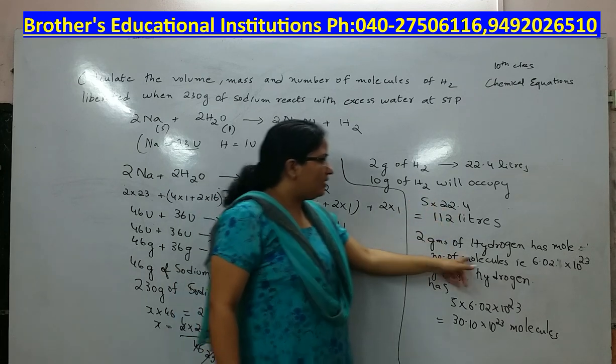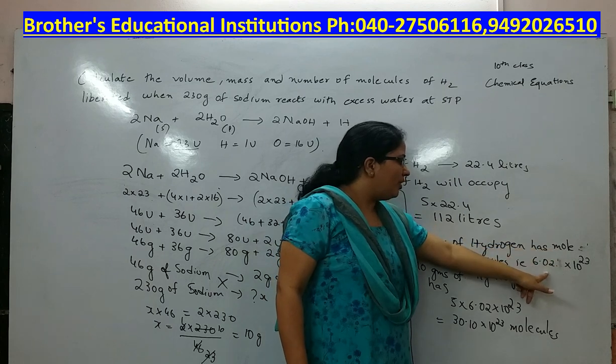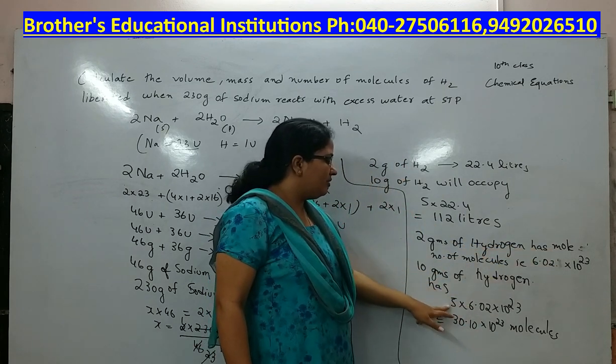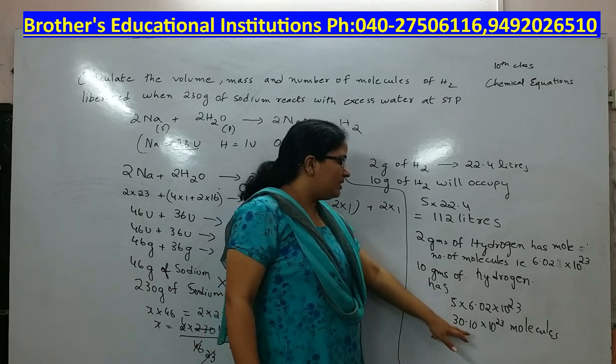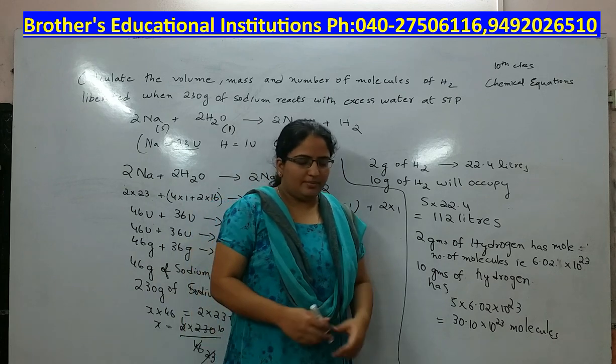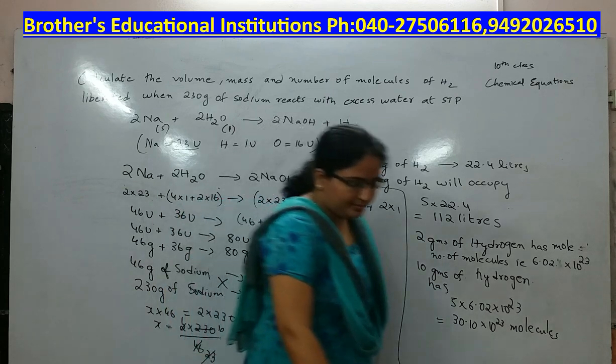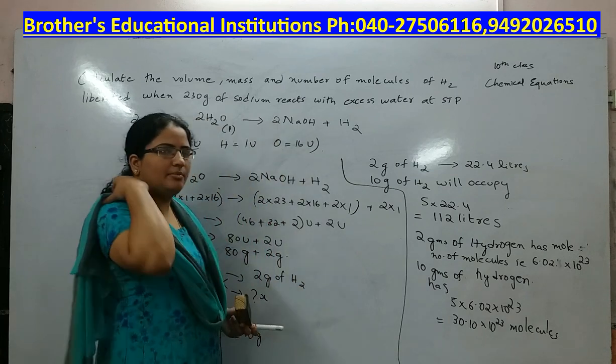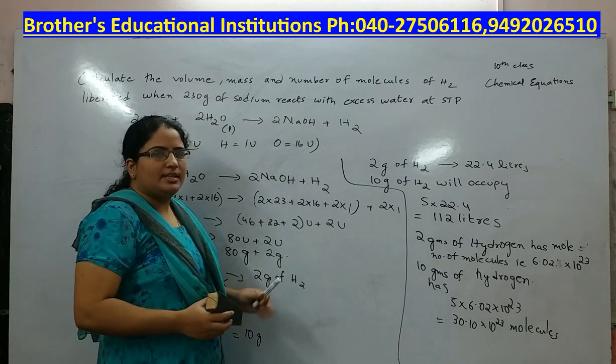2 grams of hydrogen has mole number of molecules in it. So 10 grams of hydrogen will have mole number of molecules into 5, that is 30.10 into 10 to the power of 23 molecules. That is about it. Now, with this numerical, the chapter ends.